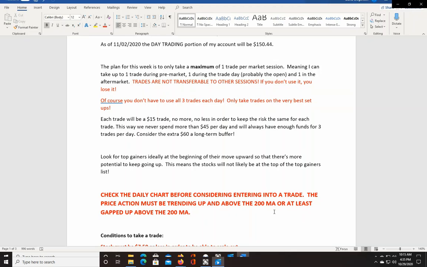Then when I reviewed the trade, I realized, wait a minute, the daily chart looks terrible. It was in a downtrend. The price action was below the 200 MA line. And those are two reasons that I don't take a trade, no matter what everything else looks like. If the daily chart doesn't look good, I don't take a trade on it. So that's something I had in my mind, but it wasn't written in my plan explicitly, and since I screwed that up yesterday, I wrote it into my plan.